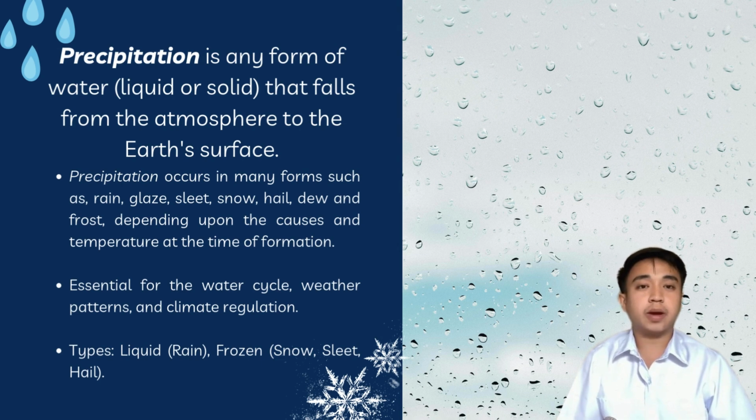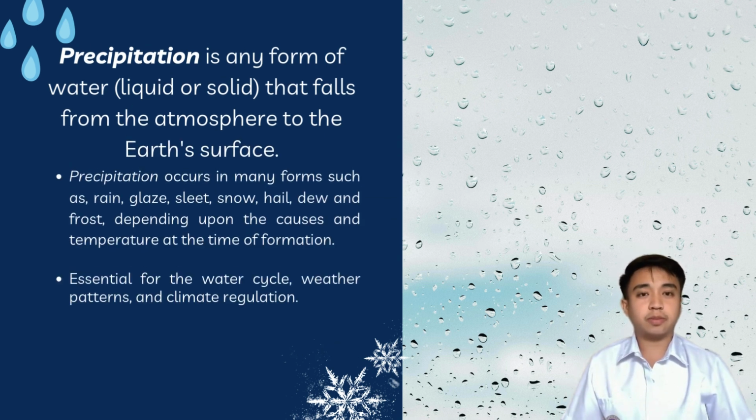Precipitation refers to any form of water, be it liquid or solid, that falls from clouds and reaches the ground. It is a crucial part of the water cycle and plays a significant role in maintaining Earth's water balance. Without precipitation, life on Earth would not be sustainable.